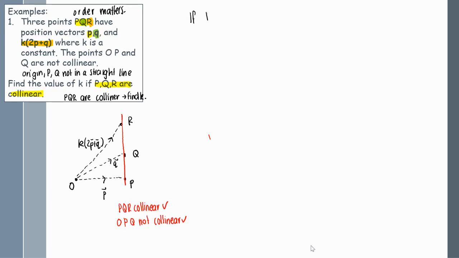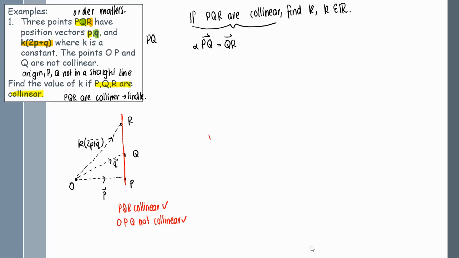Because these 3 points are collinear, vector PQ and vector QR must be parallel to each other, and both vectors have that middle point Q in common. We know when 2 vectors are parallel to each other, one will be a scalar multiple of the other. That way we can write some scalar alpha times PQ has to equal our vector QR if these points are collinear.